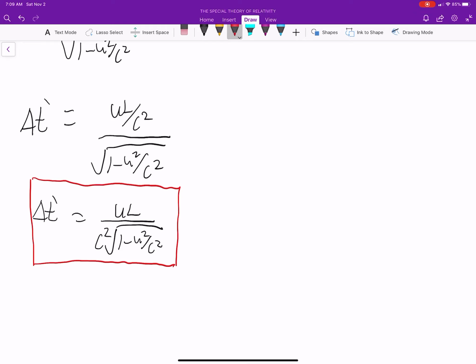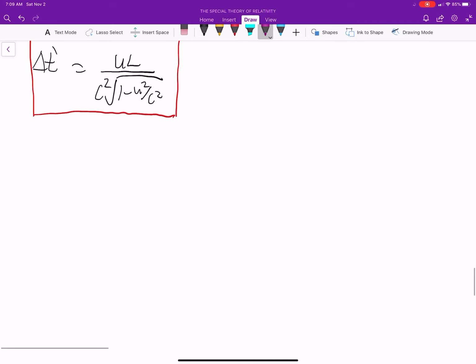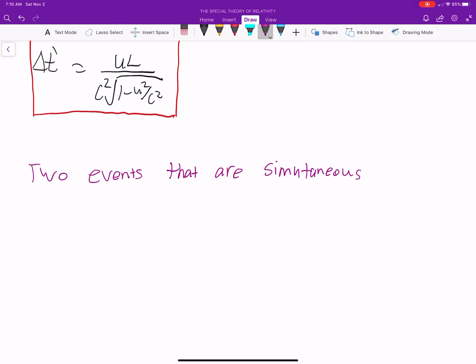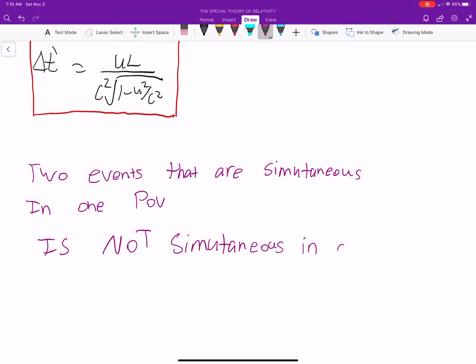So what's the point? The big point, and what we want to mention, is that two events that are simultaneous in one point of view, but essentially I mean reference frame, are not necessarily, it doesn't have to be, but are not simultaneous in another point of view. So a bit weird.